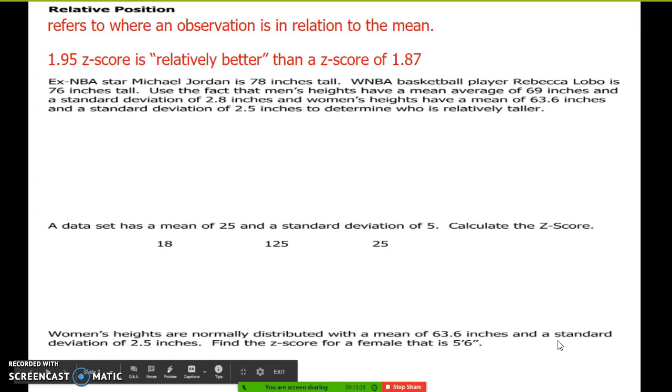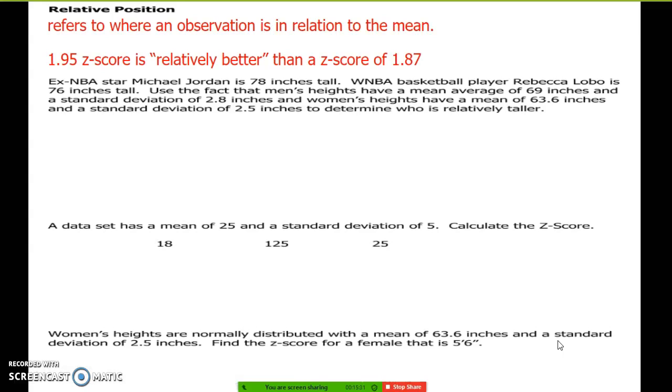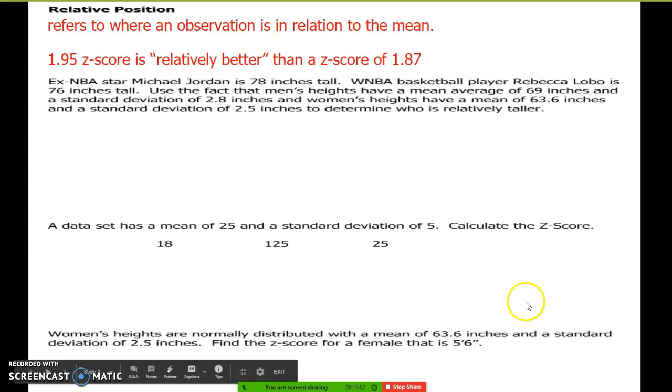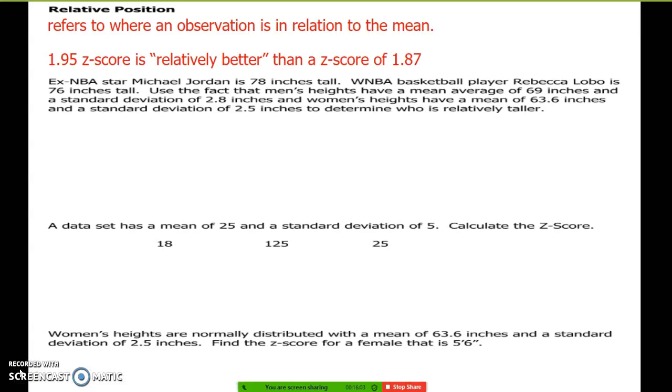Okay, we're going to go ahead and talk about relative position, and that's the last thing we'll talk about in this video. The relative position refers to where an observation is in relation to the mean, where we're basically comparing 2 different data points to figure out which is relatively better. For example, a z-score of 1.95 is relatively better than a z-score of 1.87. We're trying to figure out which is relatively higher or relatively better. We're comparing 2 different data points that might come from 2 different distributions, so that's why we standardize with a z-score. This is what I was talking about at the beginning of the video.